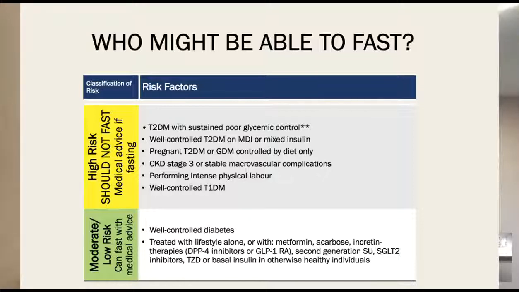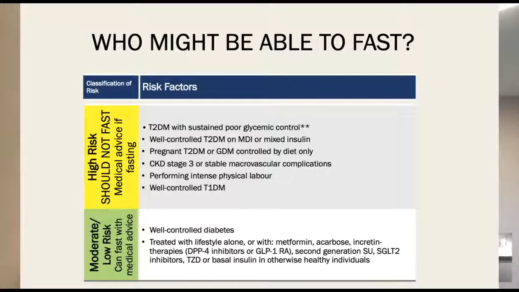People who have poor glycemic control, so I would probably say 8.5 or above, or people who have well-controlled diabetes but they're on multiple daily insulin or on mixed insulins. Pregnant females with diabetes, stage 3 kidney disease, somebody who's going to be performing intense labor. These are all people who should take caution when they're considering fasting. And a well-controlled type 1 diabetic as well would fall under this category.